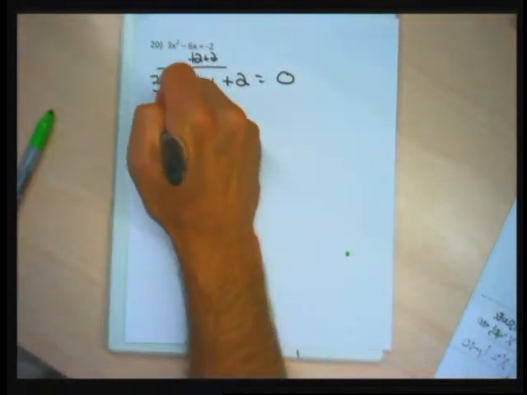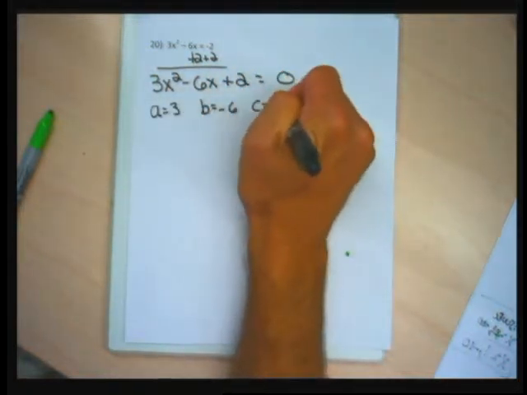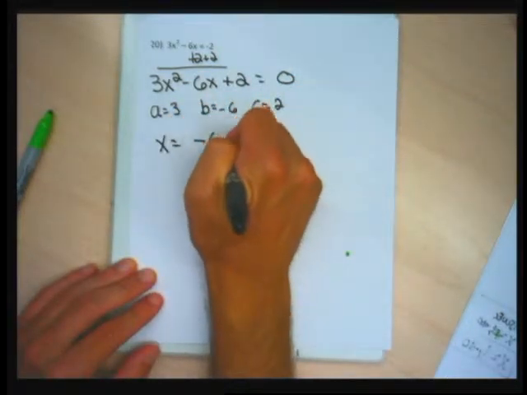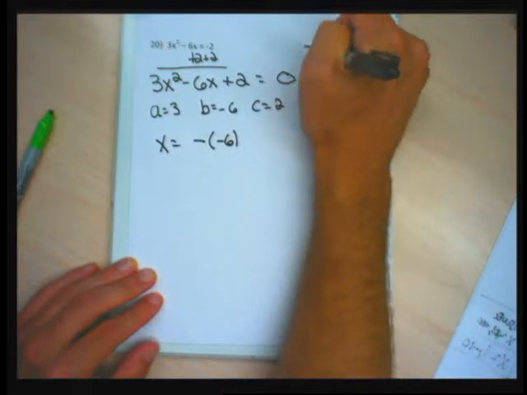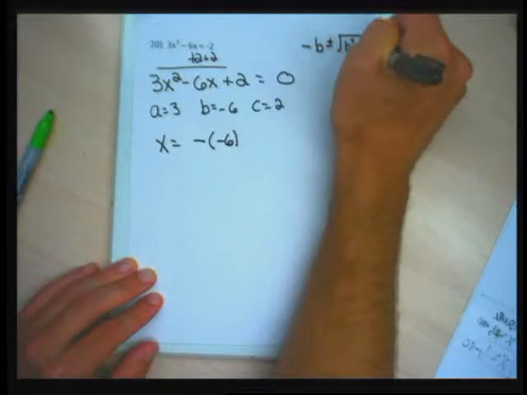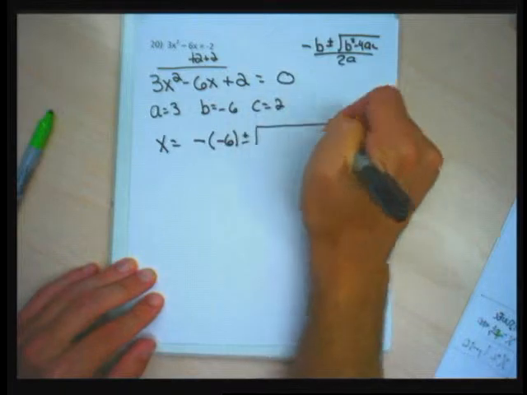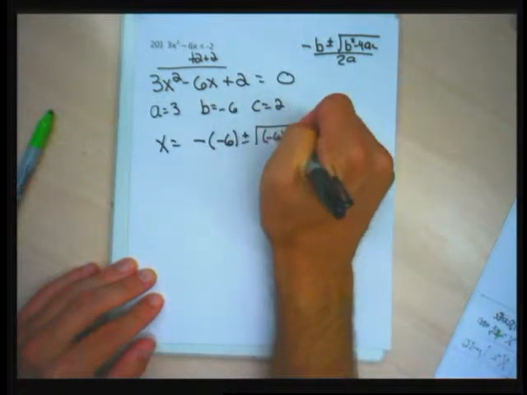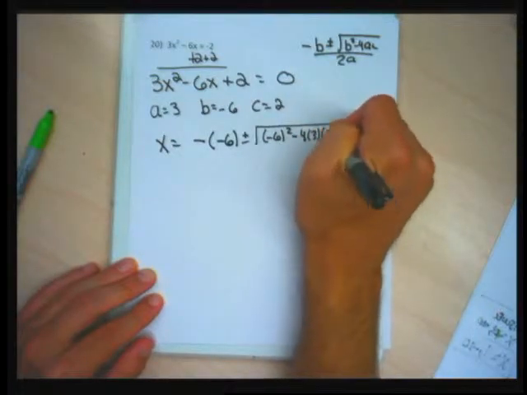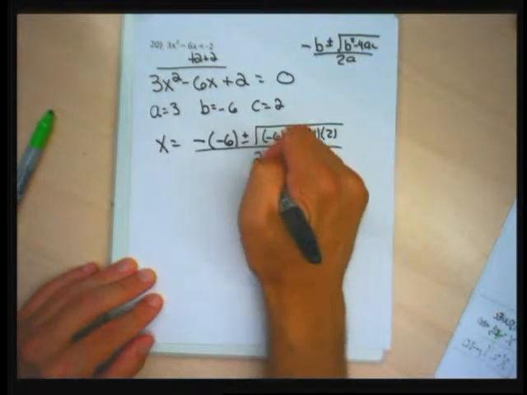So in this one, a is going to be 3, b is going to be negative 6, c is going to be 2. I'm going to go x equals negative b, which is negative 6, because the negative b comes from the formula, so I get a double negative there because the b is already negative and there's a negative in the formula. And then plus or minus the square root of b squared minus 4 times a, which is 3. This time I use parentheses for my times. It doesn't matter if you use parentheses or if you use times.